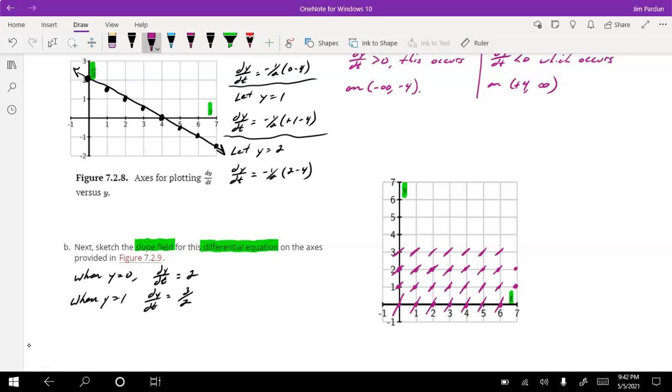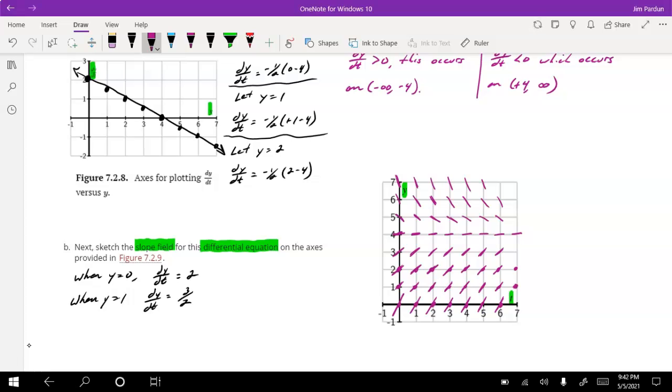And then here's the deal at 4. At 4, the slope is actually 0. So this is going to be a horizontal line. And it's a slope field, so we're just making these small little dashes. Right? And then at 5, it flips to a negative 1/2. So negative 1/2 here. Again, we're just eyeballing it. Doesn't have to be perfect. At 6, it's going to be negative 1. So I go a little bit deeper with my slope. And then at 7, it's going to be negative 2. So a little bit deeper yet.